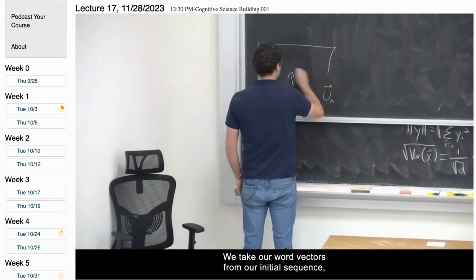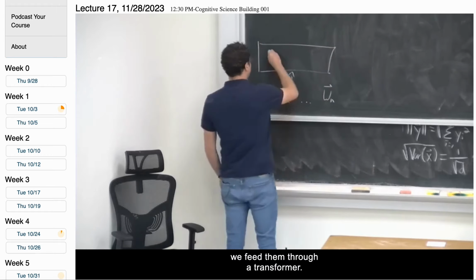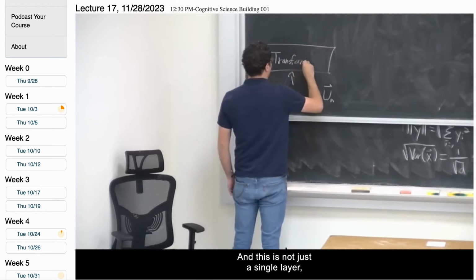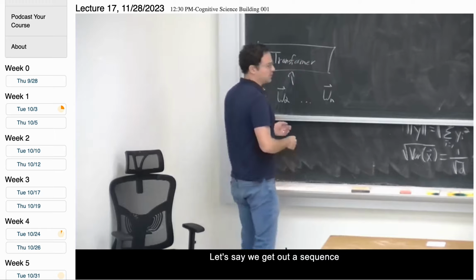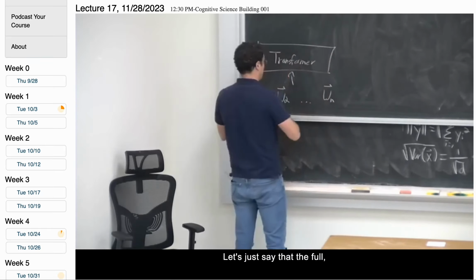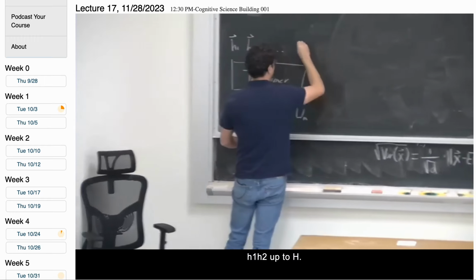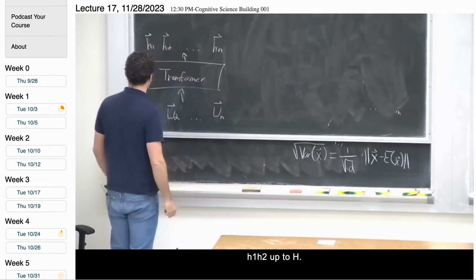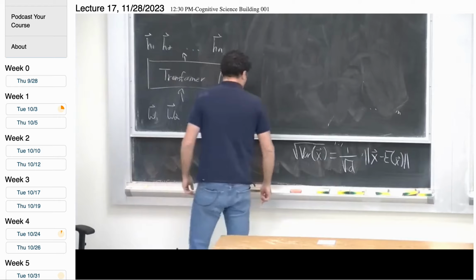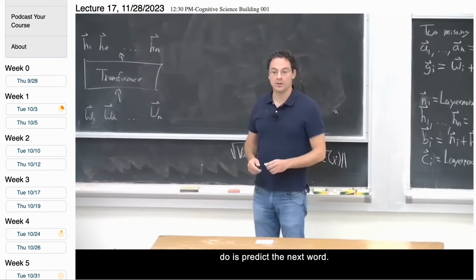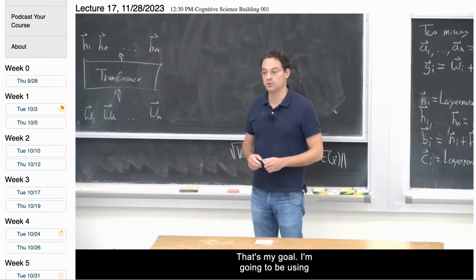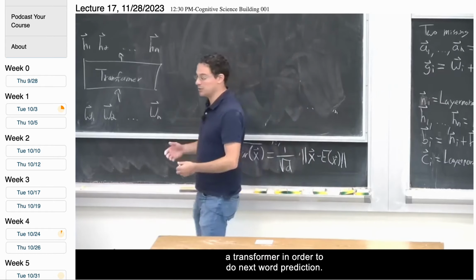So we take our word vectors from our initial sequence, and we feed them through a transformer. This is not just a single layer, this is our entire transformer. Let's say we get out a sequence of vectors, I'll call them h's here. The full transformer spits out a sequence h1, h2, up to hn. And let's say that what I'm trying to do is predict the next word. That's my goal. So I'm going to be using a transformer in order to do next word prediction.